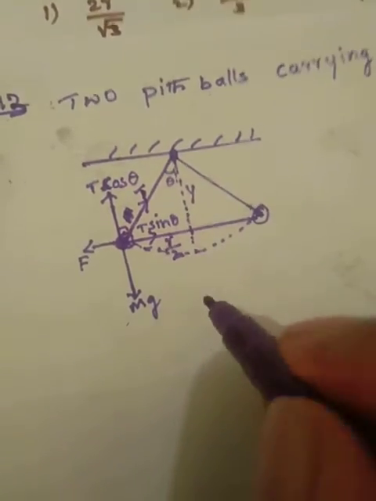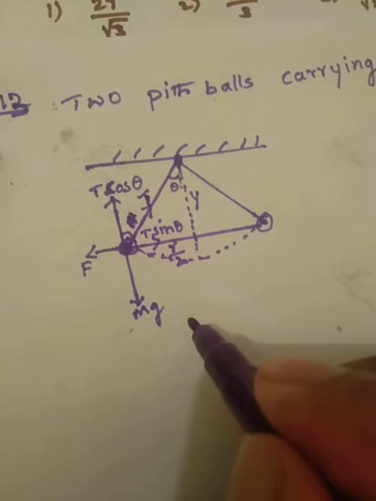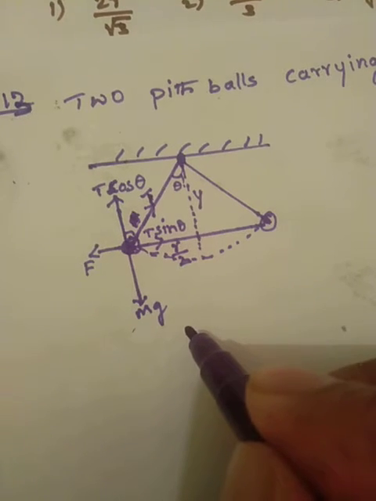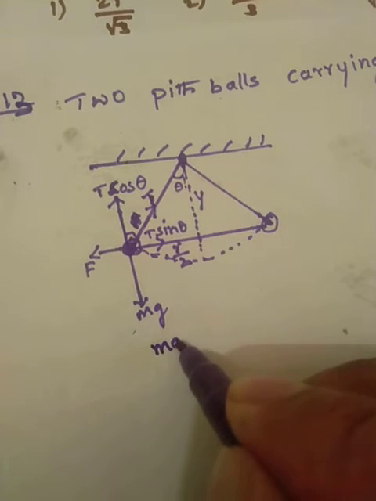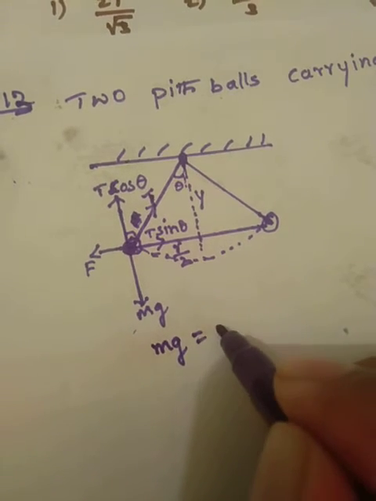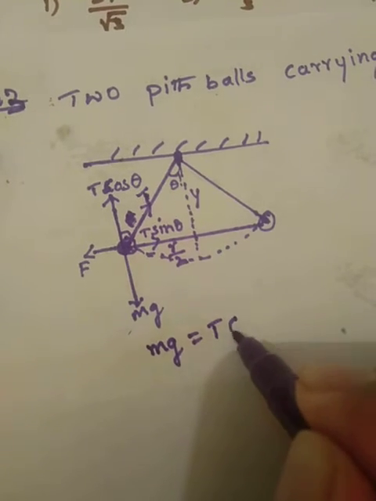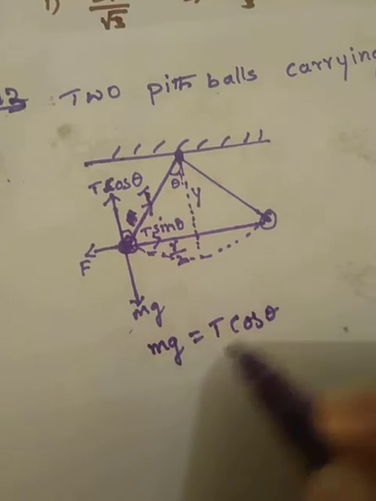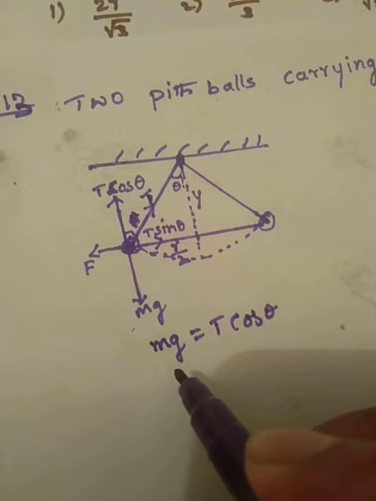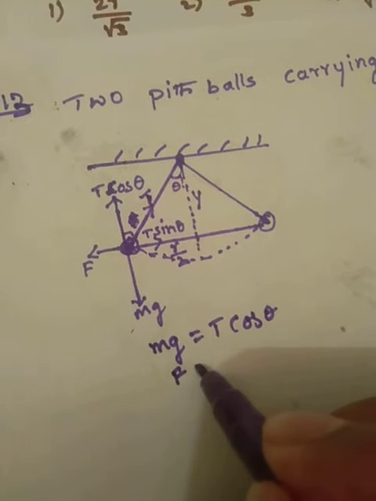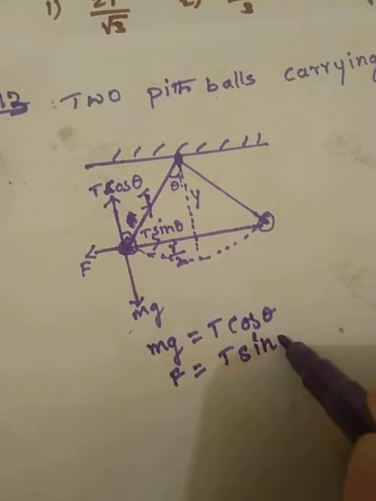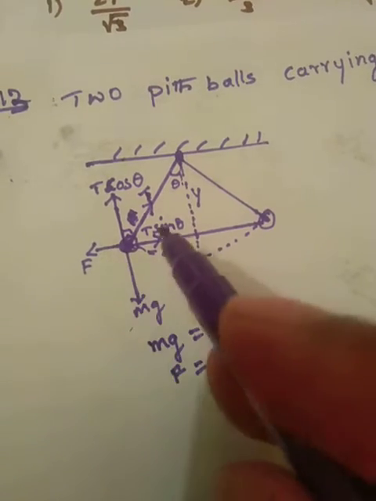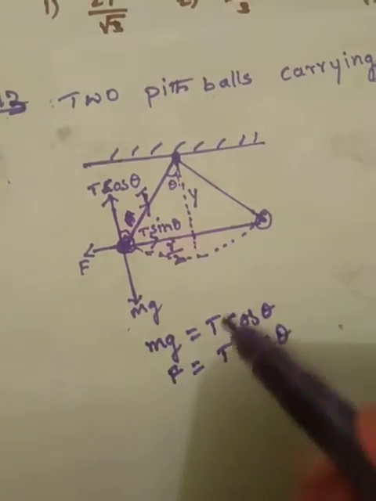So mg is balanced by T cos theta, and F is balanced by T sin theta. F is balanced by T sin theta, and mg is balanced by T cos theta.